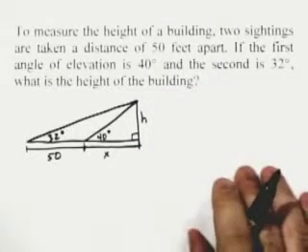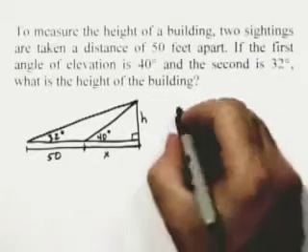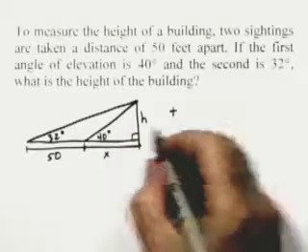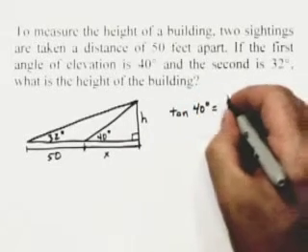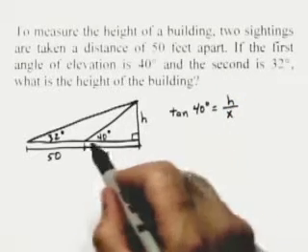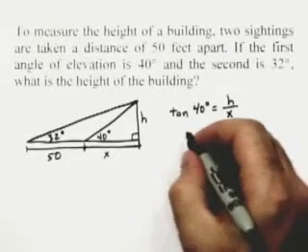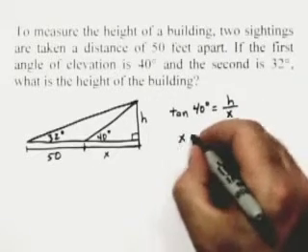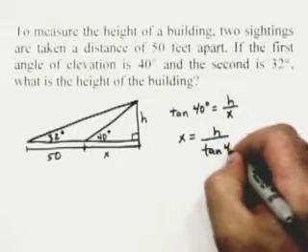We're going to use the tangent function to set up some equations. Using our first right triangle, we can say the tangent of 40 degrees is equal to h over x. So the tangent is the opposite side over the adjacent side. Solving for x, x is equal to h divided by the tangent of 40 degrees.